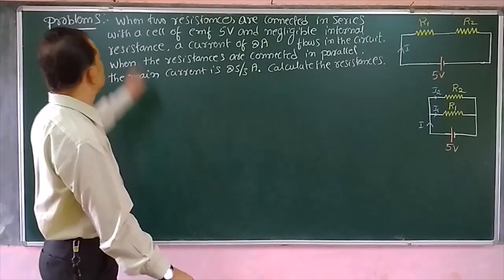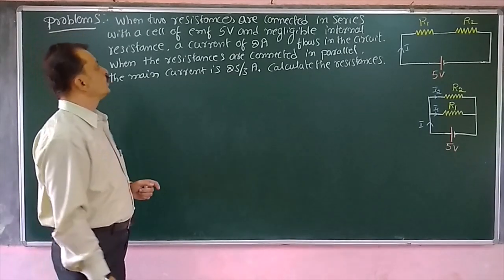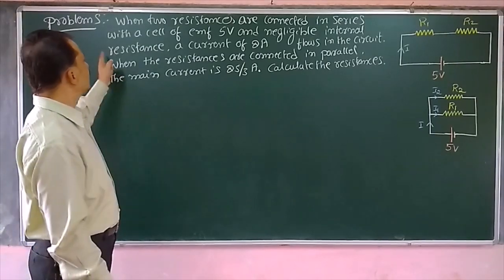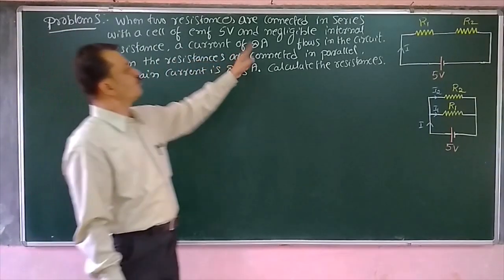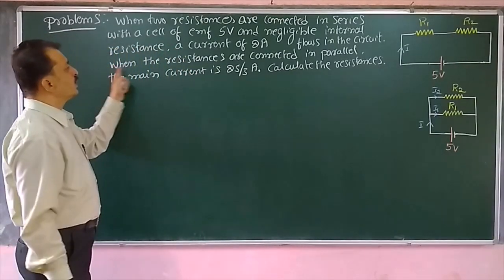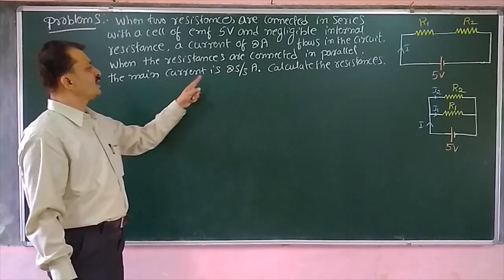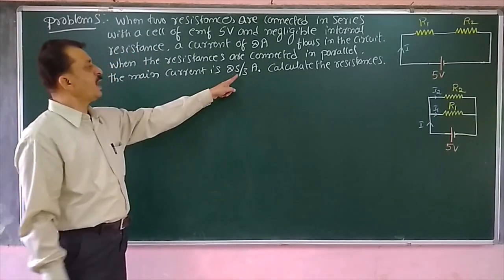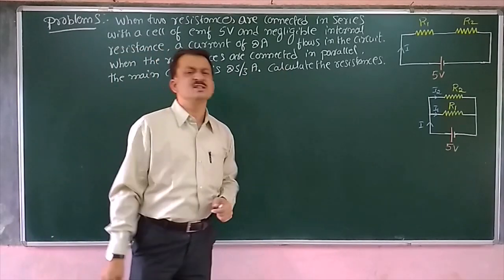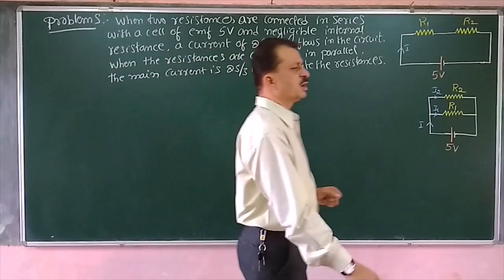Next problem, when two resistors are connected in series with a cell of EMF 5 volts and negligible internal resistance, a current of 2 amps flows in the circuit. When the resistances are connected in parallel, then the main current is 25 by 3 amps. Calculate the resistances. So they have given two resistors, R1 and R2.